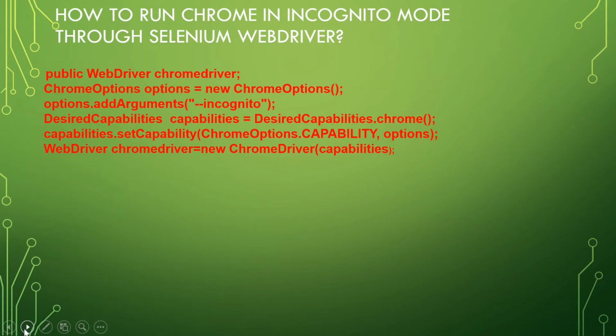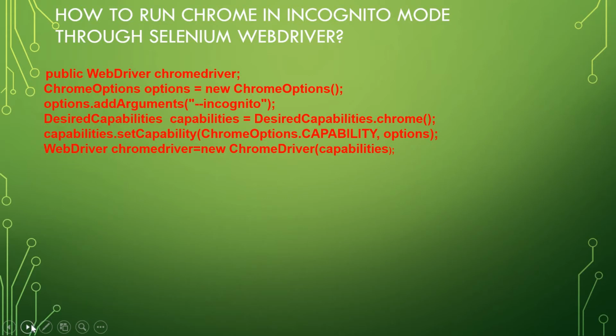We can put these options as an argument, and then we do it like this: WebDriver driver = new ChromeDriver. In that interface we just create a ChromeDriver reference variable and put in the capabilities. So this is how we do it, and this is a very important question. I want you to write it and practice it on your own system, put in all those things, try running this incognito mode, and please write the code on your own.